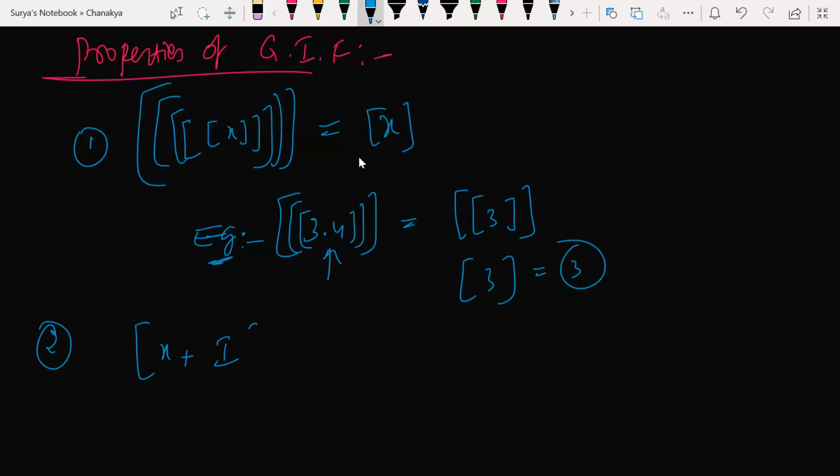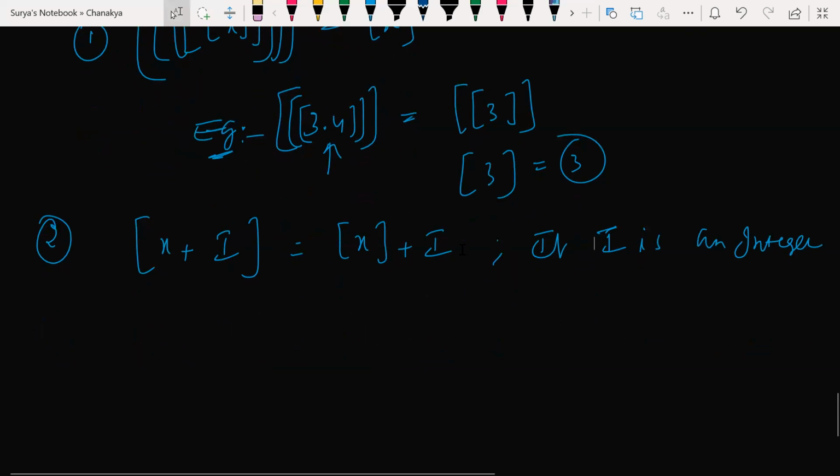Now, the next property I can write here: if I write step of x plus any integer, beta, you can write this as step x plus that integer. This is going to hold if and only if I is an integer.